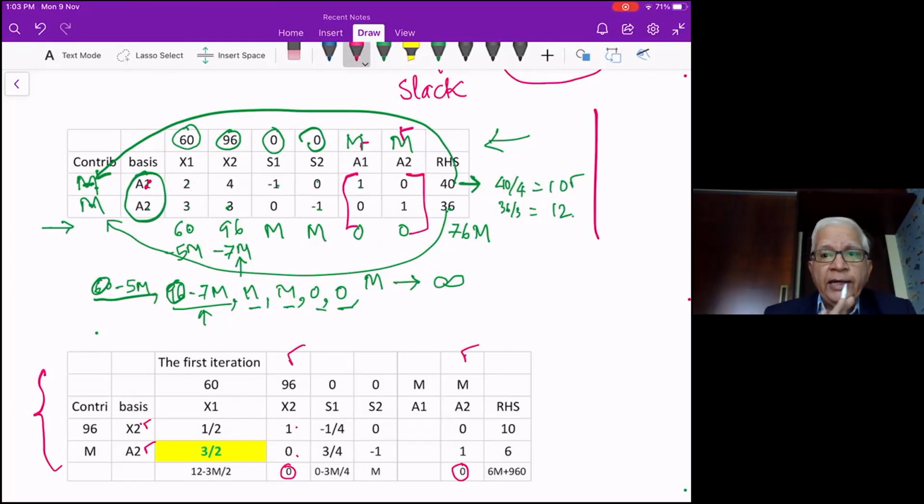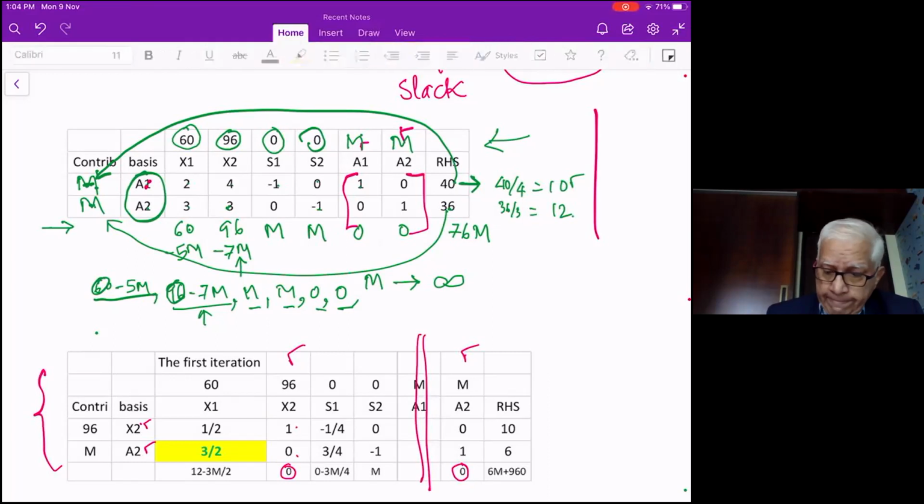That is, A1 has gone out, therefore A1 is never likely to enter again. Therefore, the A1 column has served its purpose. Therefore, I am deleting the A1 column right now. See here. A1 column stands deleted. I am not going to calculate the A1 column anymore. So what has happened? There were 6 columns in the table: X1, X2, S1, S2, A1, A2. As soon as one artificial variable has left the basis, I have deleted the column for that. Now, when the second artificial variable A2 also leaves the basis, at that stage, I'll delete even the A2 column.